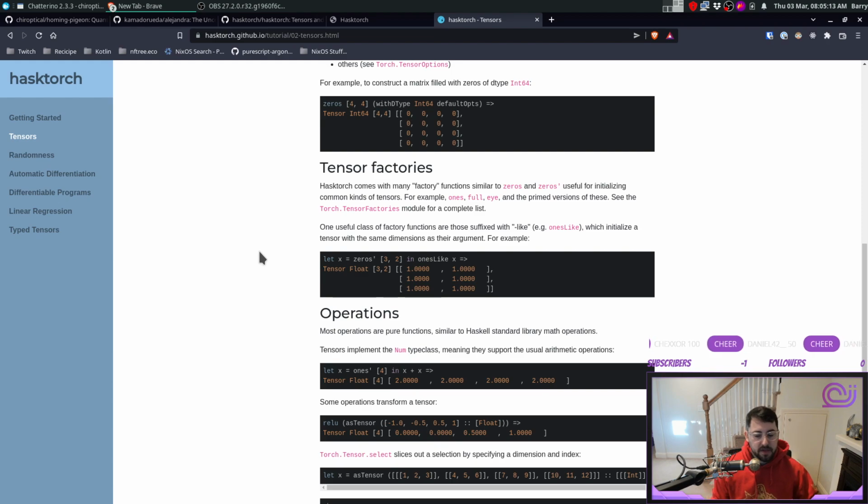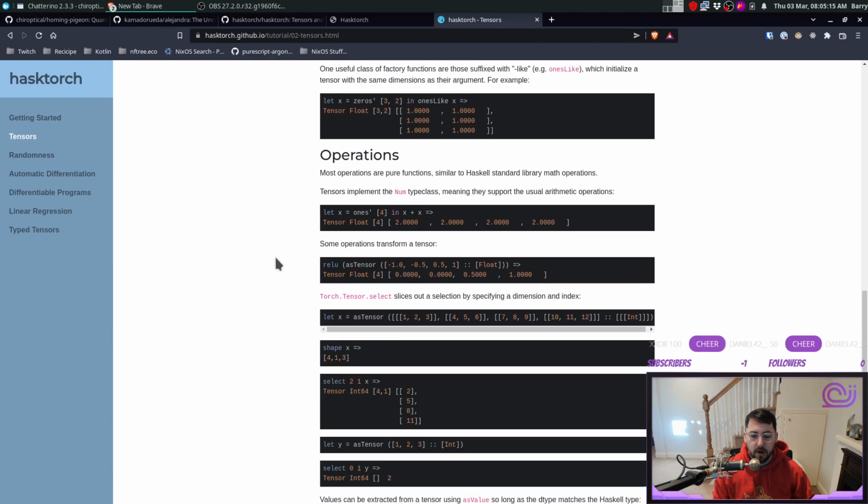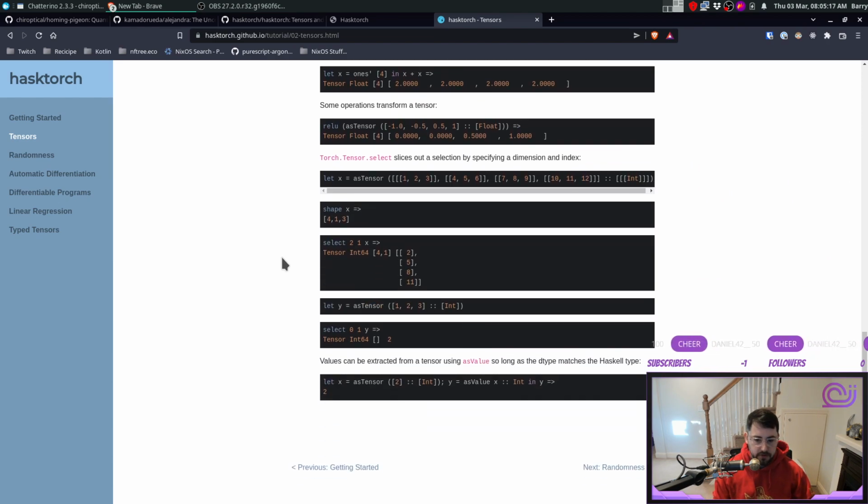Yeah, we can also put this on the GPU. That's true. Our current version does not work on the GPU, but it could.